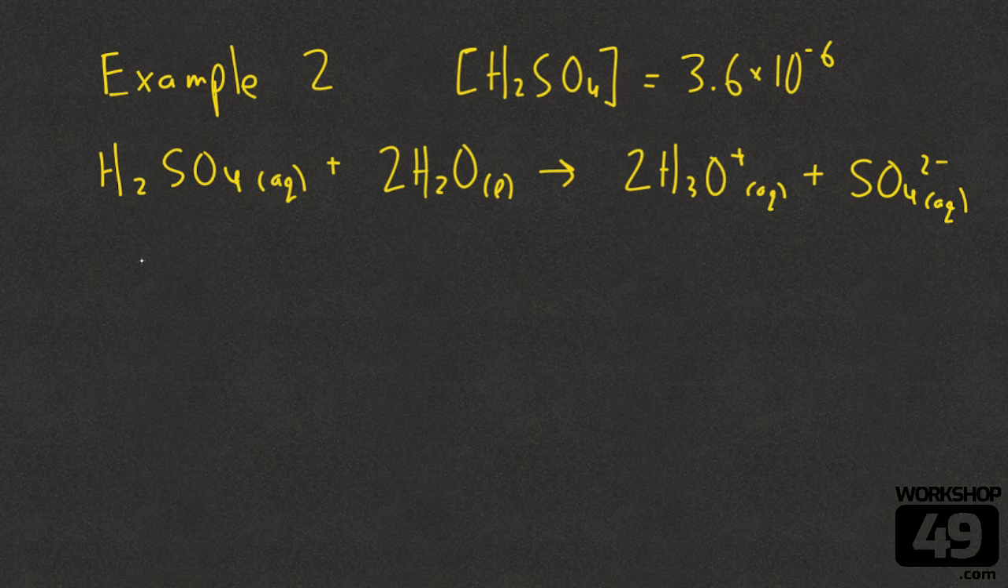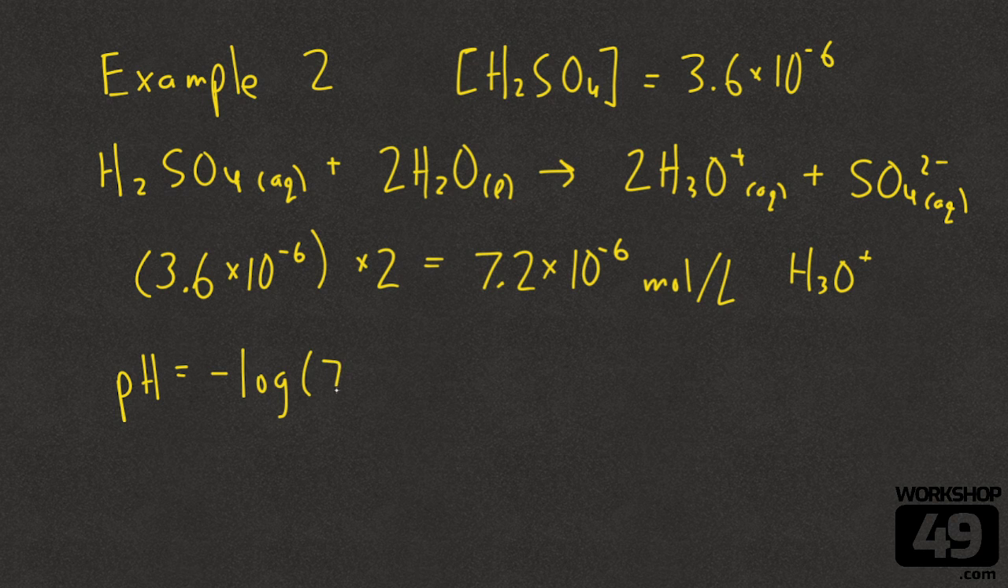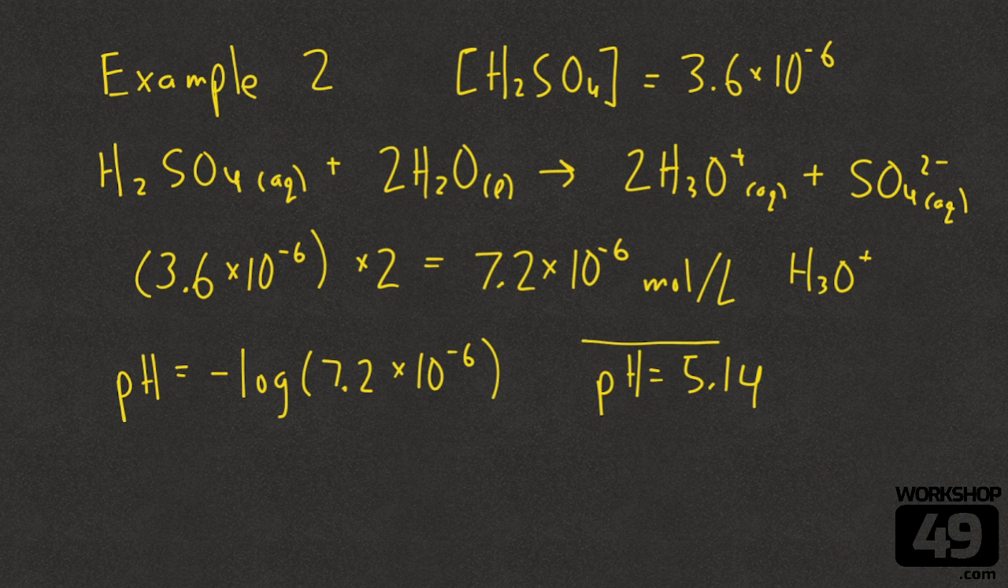So we take this 3.6 times 10 to the negative 6, and we're going to multiply it by 2 because we're producing 2 H3O+, and this is going to equal 7.2 times 10 to the negative 6 moles per liter H3O+. We're going to fill this into our pH equation. pH is equal to the negative log of 7.2 times 10 to the negative 6, and this is going to equal a pH of 5.14. And we get it.